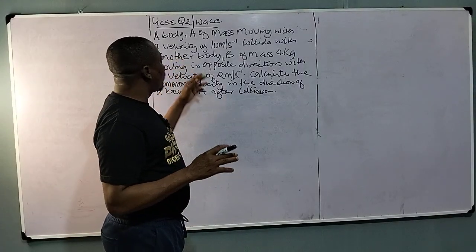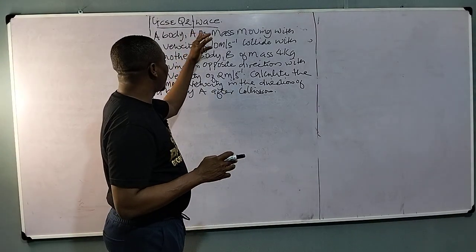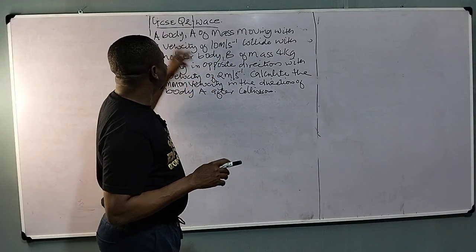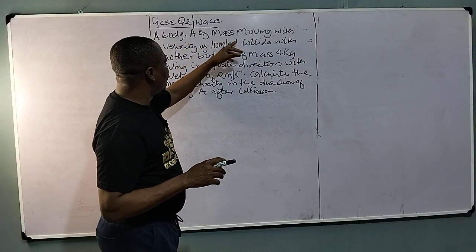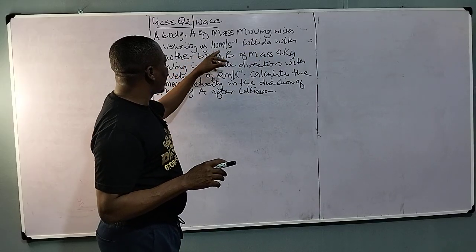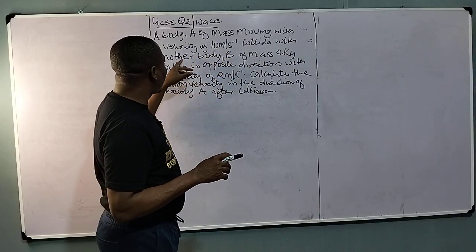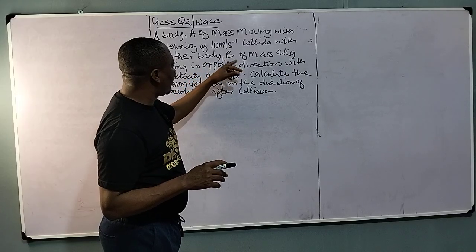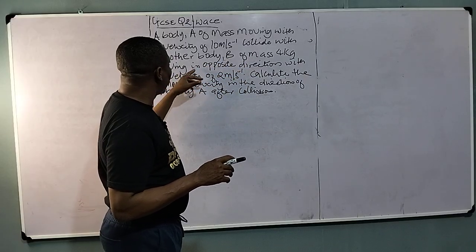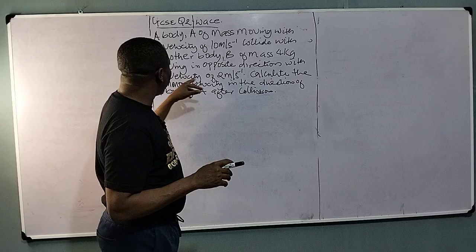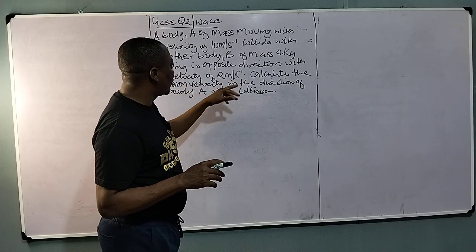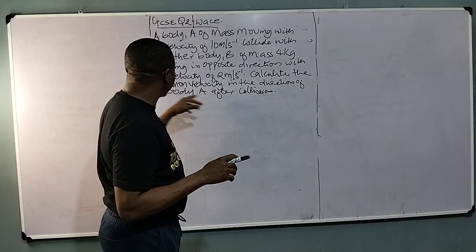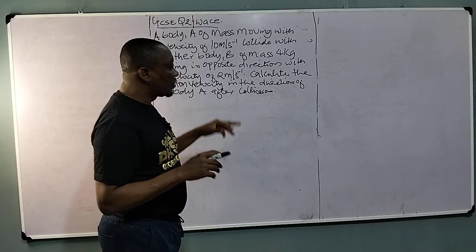In today's lesson, we are going to reconsider GCSE questions and WAEC questions. And the question goes thus: a body A of a mass moving with a velocity of 10 meters per second collides with another body B, good. Then B of mass 4 kg is moving in the opposite direction with a velocity of 10 meters per second. Calculate the common velocity in the direction of body A after the collision.